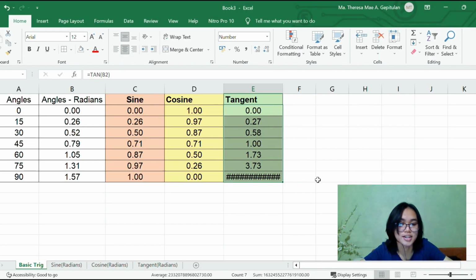And notice here, under the tangent column, here in 90 degrees, it doesn't show a number. It is because the answer in here is infinite or undefined.